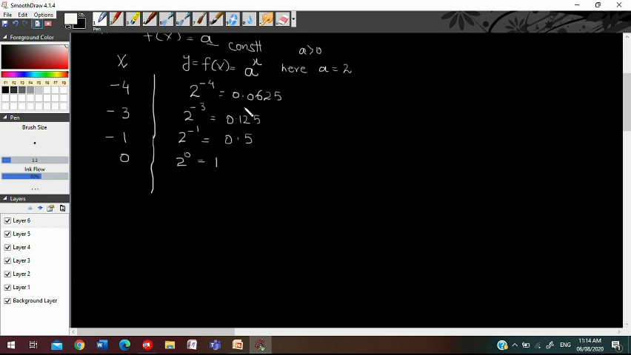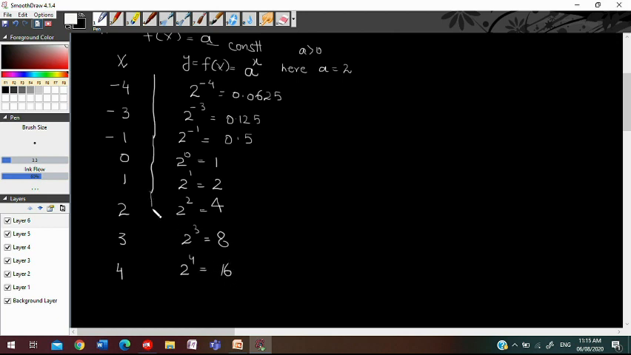Okay. Now the other values come to the positive side. For 1, 2 power 1 means 2. For 2, 2 power 2 is 4. Then for 3, 2 power 3: 2 twos are 4, 4 twos are 8. For 4, 2 power 4 is equal to 16.